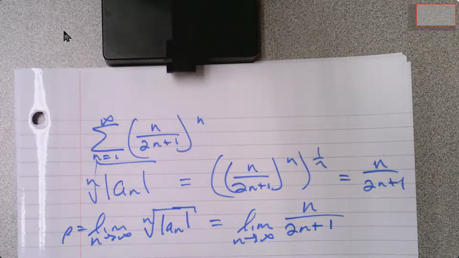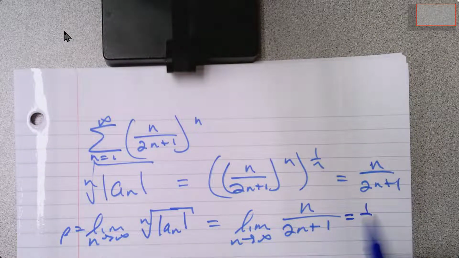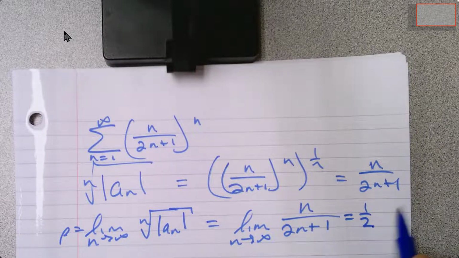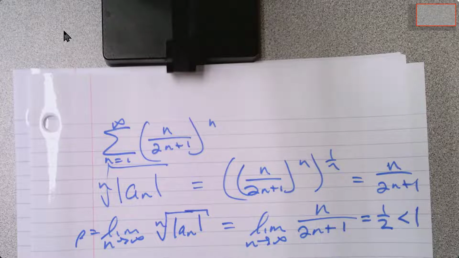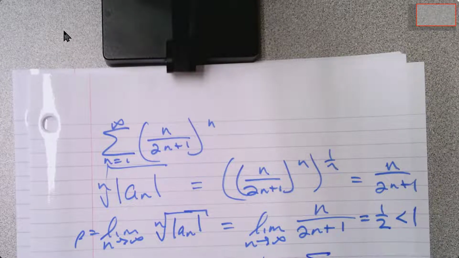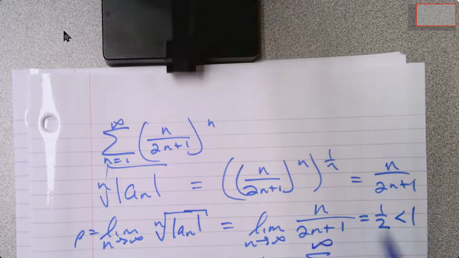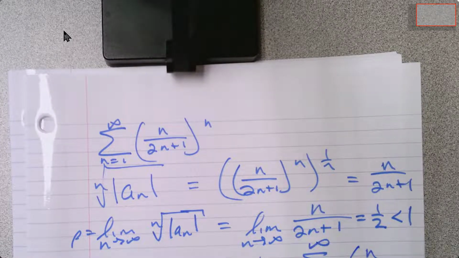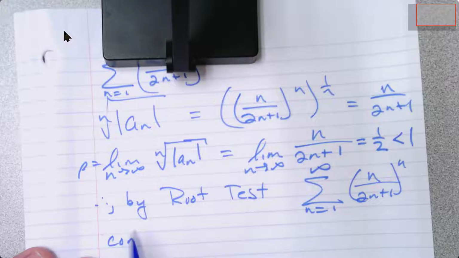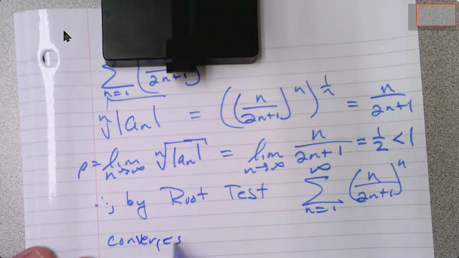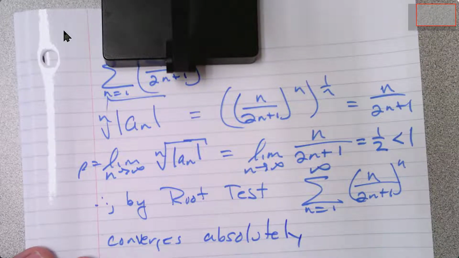The degrees are the same, so it's the ratio of the leading coefficients, which is 1/2. That's finite. When I compare it to 1, it's less than 1. Therefore, by the root test, the series n equals 1 to infinity of n over 2n plus 1 to the n converges absolutely. Which means it converges.